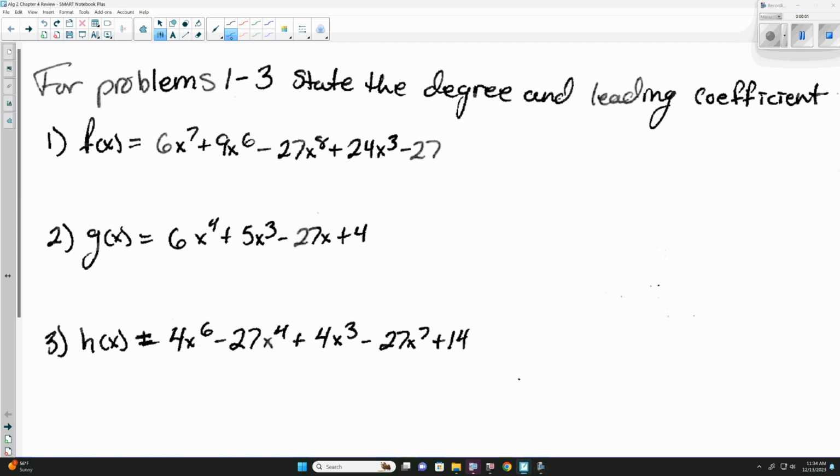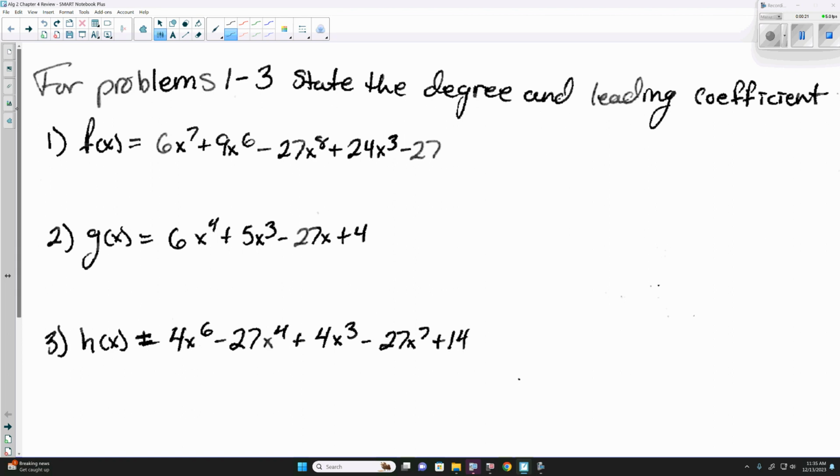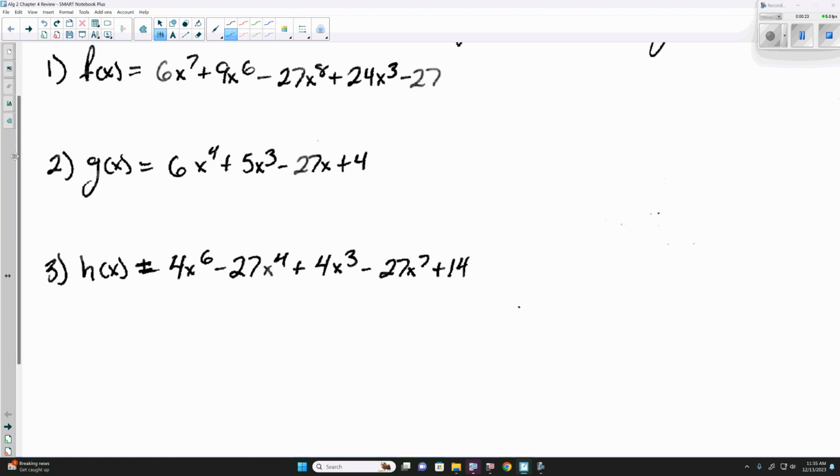We're going to go on and start going over the review sheet today. We will finish it tomorrow. Now, the first thing we're going to look at is these three problems here, 1, 2, and 3. For these three problems, we want to state the degree and leading coefficient.